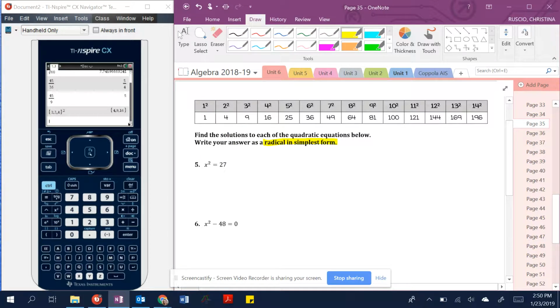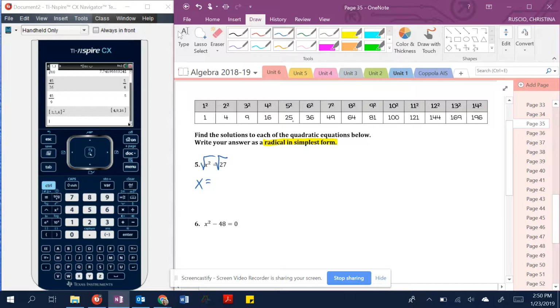All right, 5 and 6, directions say, find the solution and write your answer as a radical in simplest form. This is a big deal to me because sometimes it might say round. So I'm going to look at this and I notice that it's already in the format I need. I need to find a perfect square factor that divides into 27, and it has to be the biggest one.